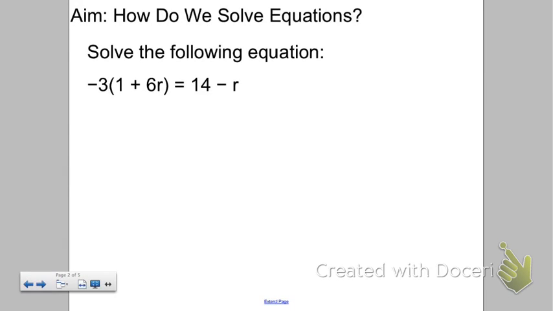Today's lesson is on how do we solve equations. Solve the following equation: negative 3 parentheses 1 plus 6r equals 14 minus r. Take a second to copy down the question.